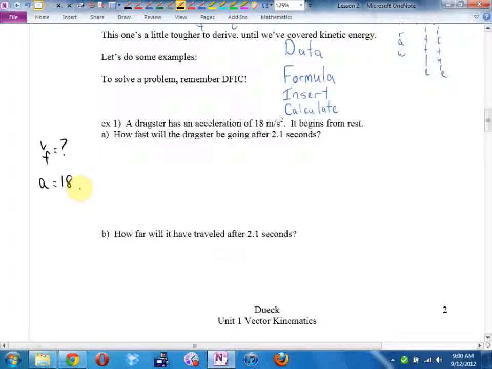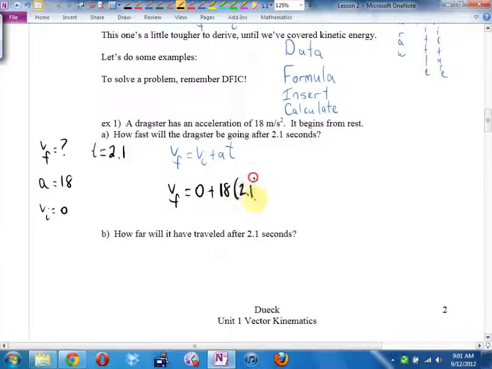That second sentence, it begins from rest. That tells me something. Velocity initial is 0. VI is 0. I like that. Did they give me anything else? Seconds. So I'm looking for an equation that has V final, A, V initial, and T in it. Hey, this one's not too bad. And the VF is already by itself, which is great. So I'll just write the equation. Now I'll start to fill in my numbers. V final equals 0 plus 18 times 2.1.